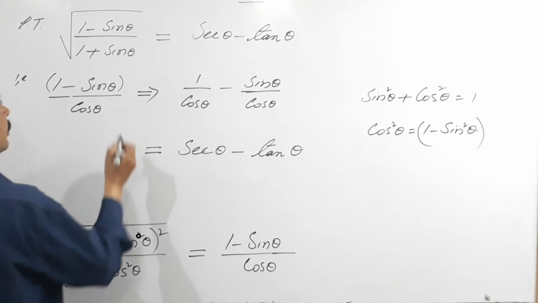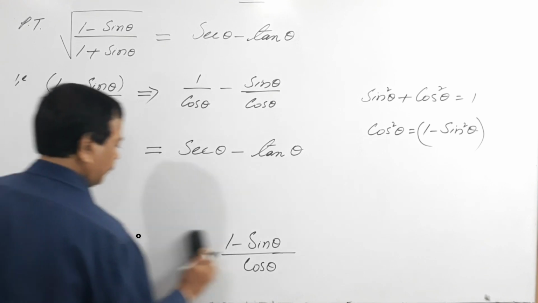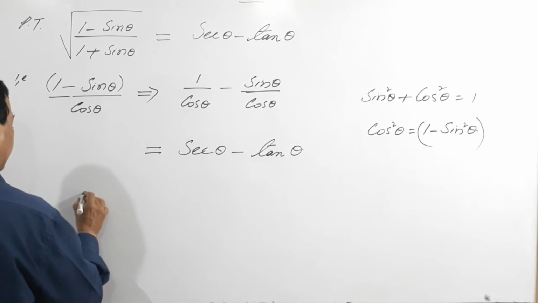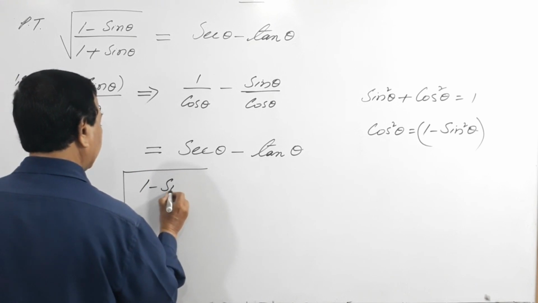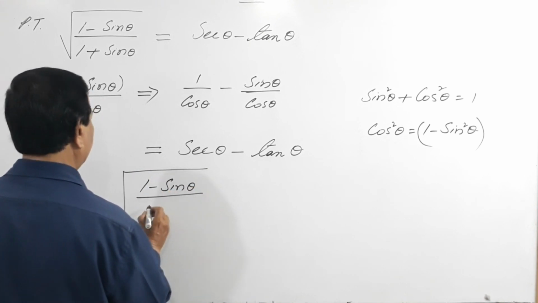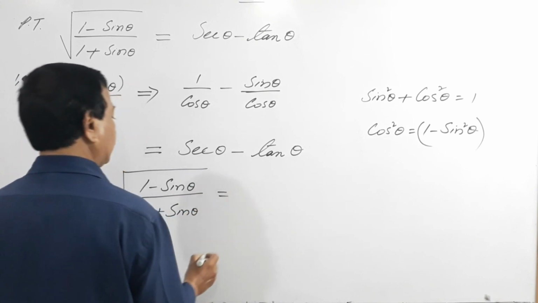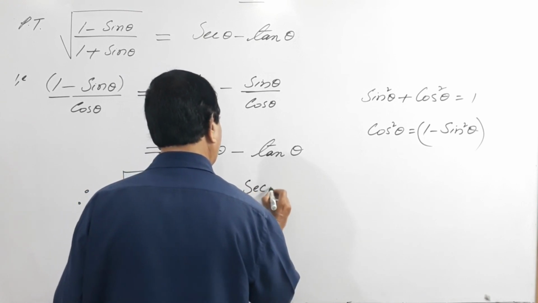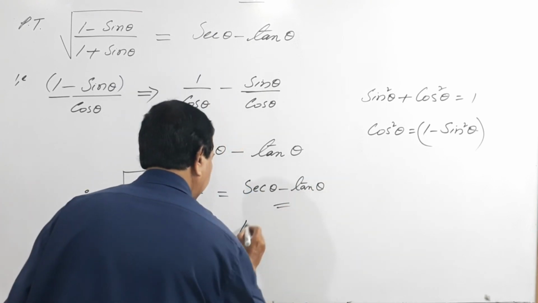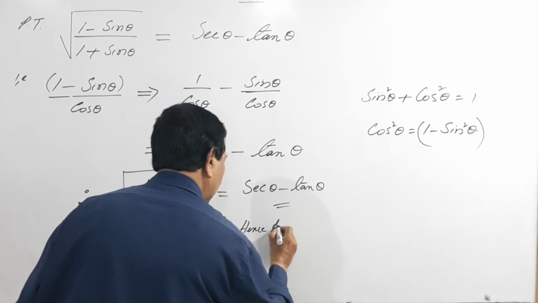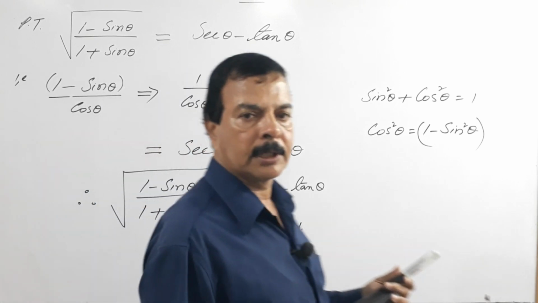Therefore, you have to write one step. Therefore, under the root (1 minus sin theta) by (1 plus sin theta) equals secant theta minus tan theta. Hence proved. So it is a very easy problem.